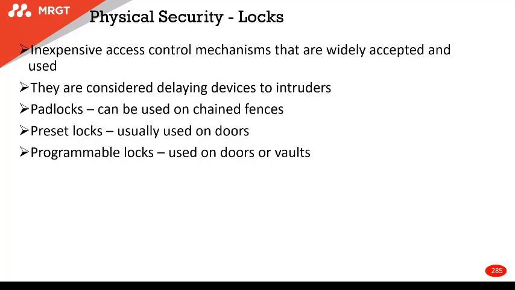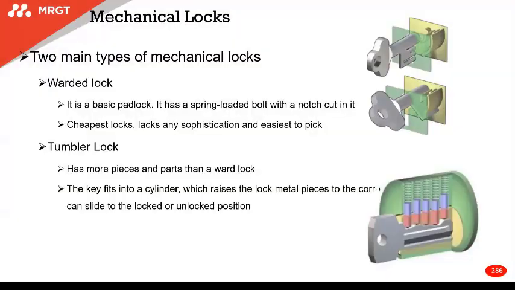There are a number of different kinds of locks that could be utilized depending upon the kind of security measures we want to take. Some of them are warded locks, tumbler locks like wafer tumbler locks, and some are programmable locks or preset locks. We have a slide on the types of locks. That's about warded locks and tumbler locks. Warded locks have a padlock inside, with a key that could be used to open the lock.